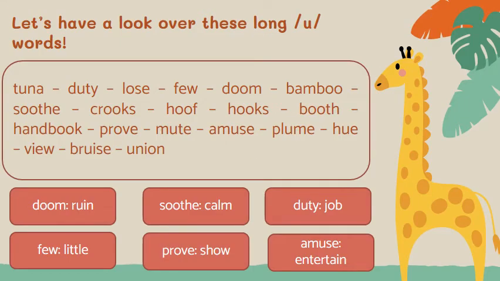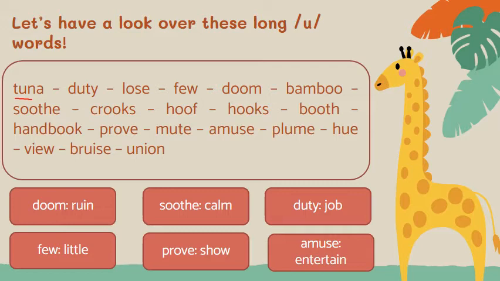Let's have a look over these long U words. Tuna. Listen carefully. Tuna. Duty. Lose, few. Doom, bamboo. Soothe, crooks. Hoof, hooks. Booth, handbook. Prove, mute, amuse. Plume, hue, view. Bruise, and union.